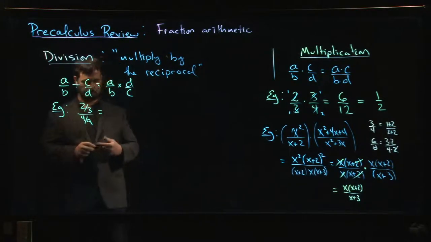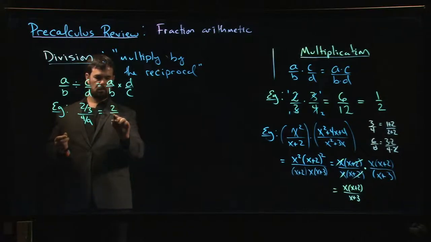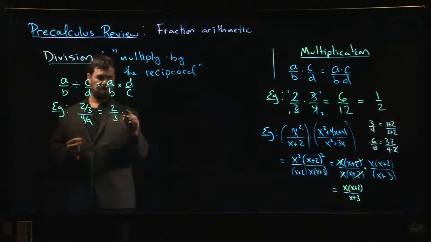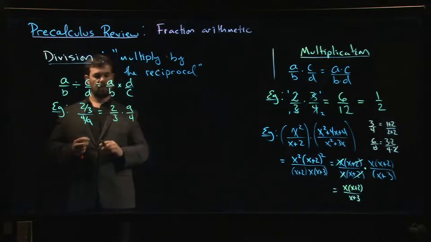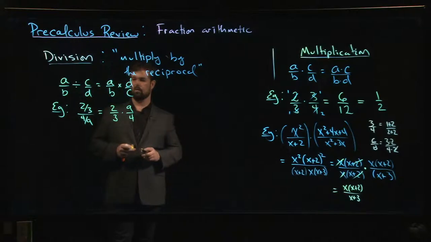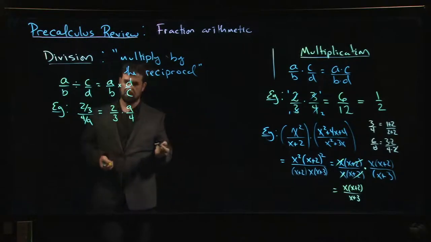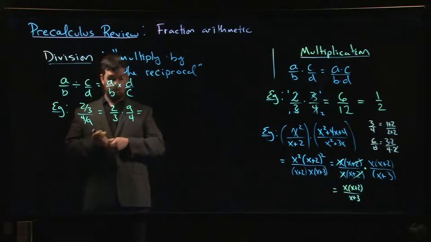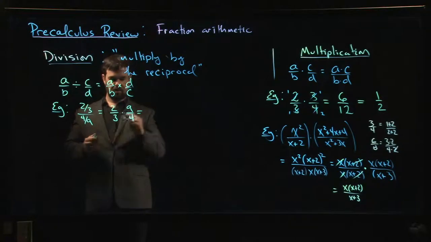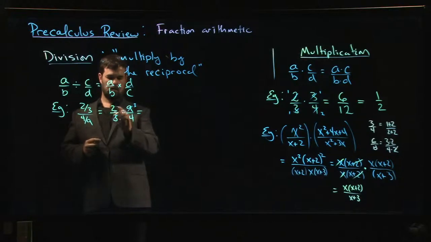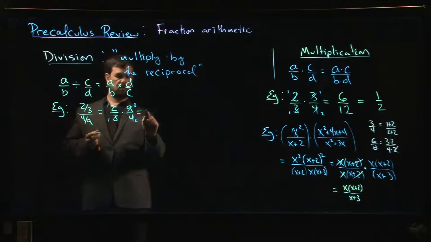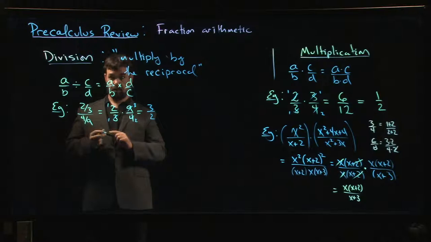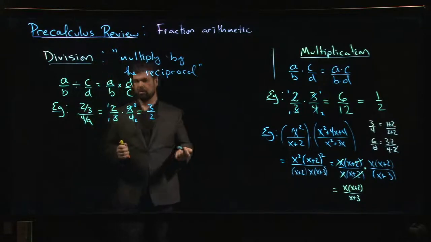So the rule says, what you should do is multiply by the reciprocal of the one on the bottom, okay? So instead of dividing by 4/9, you multiply by 9/4. Now you can multiply that out, or you can again notice that there's a bit of simplifying I can do here. 9/3 is just 3. 2/4 is a half. Okay? And so the result is 3/2. Okay. That's not so bad.